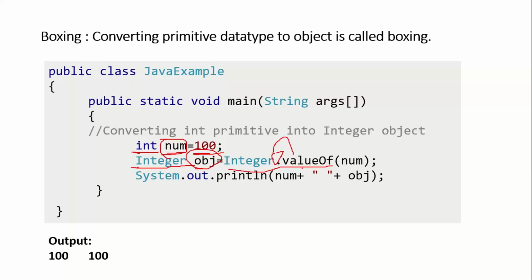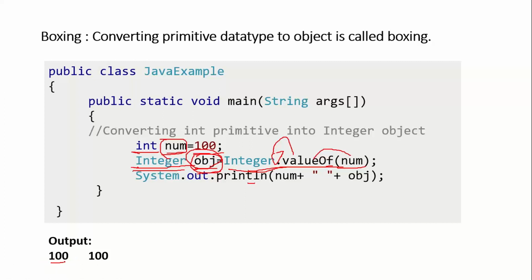So this valueOf method from this Integer class converts this number variable, which is actually a primitive data type, into an Integer, I mean an object. So you will be storing the value given by this method into this object. So automatically the value is converted to an object. So when you run this program, you can see both the outputs are the same, 100.